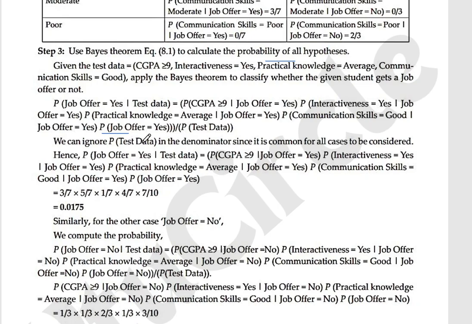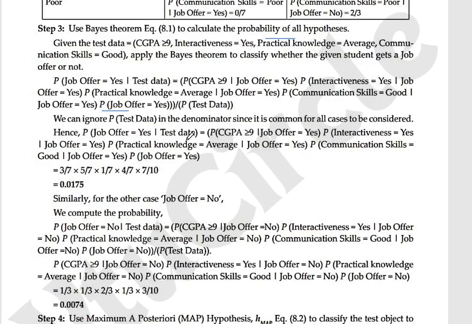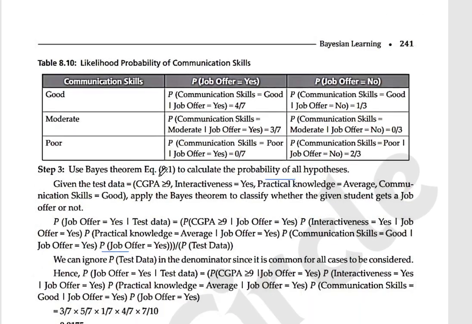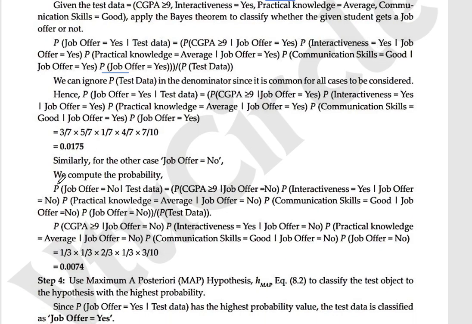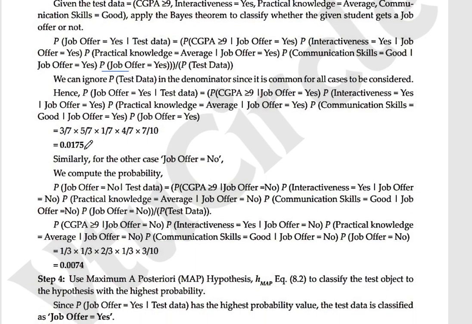Here we can actually ignore the P of test data because it is common for all of the cases you're taking, so you can just ignore it. Don't add that value. You just have to take the values which you have calculated earlier in all of these tables, put them here, and calculate, and you will get some value. This is for P of job offer is equal to yes for the given test data.